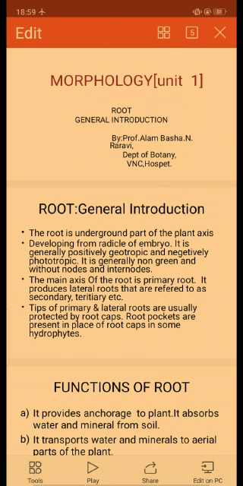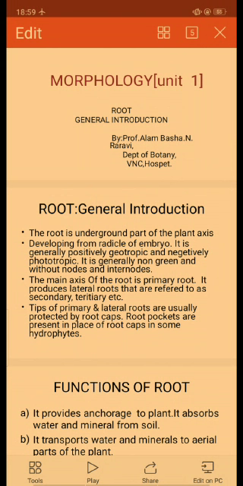Now I am taking vegetative morphology. First slide, this is. Here you know that plants are differentiated into root, stem and leaves. Then we say that a plant. You know that without root, stem and leaves, the plant is said to be thallus.